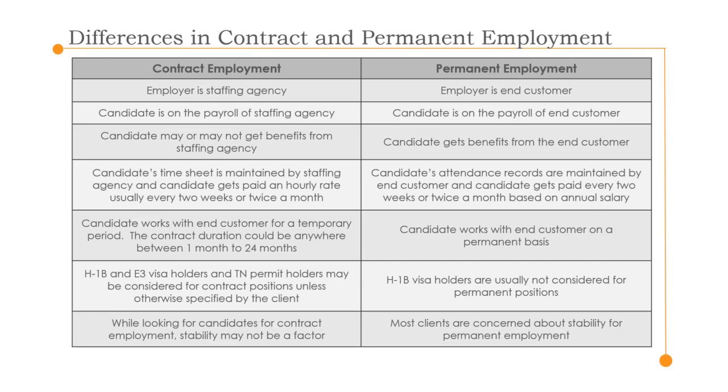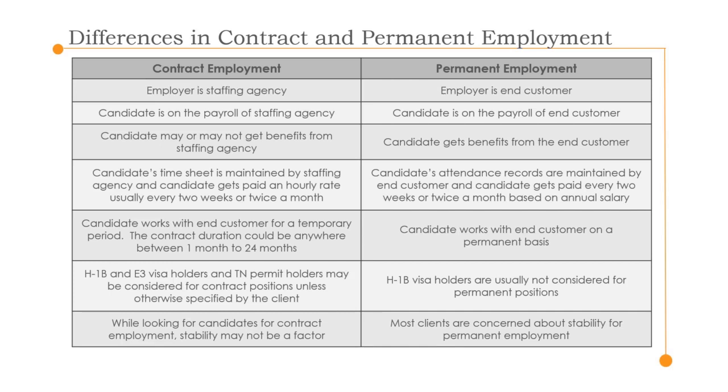Let's look at the differences between contract and permanent employment. In contract employment, the employer is the staffing agency, whereas in permanent employment, the employer is the end customer. In contract employment, the candidate is on the payroll of the staffing agency, and on permanent employment, the candidate is on the payroll of the end customer. In contract employment, the candidate may or may not get benefits from the staffing agency, whereas in permanent employment, candidates do get benefits from the end customer.